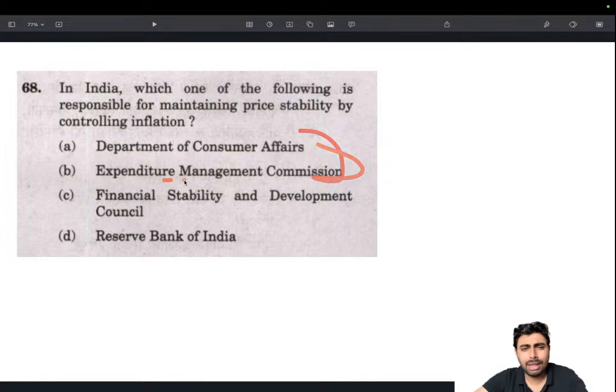So this is basically regarding expenditure management. It has nothing to do with inflation. It's just an executive body. So read about this FSDC. This actually helps. Okay, also and Reserve Bank of India, MPC. More accurately, it's Monetary Policy Committee that is responsible for maintaining price stability by controlling inflation.